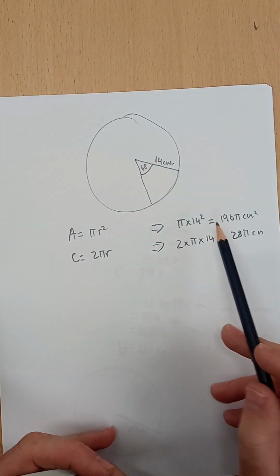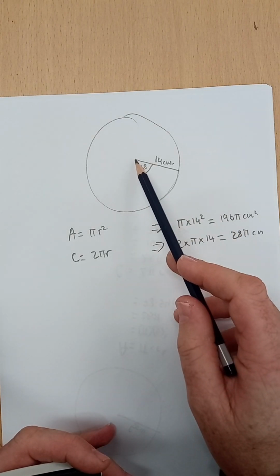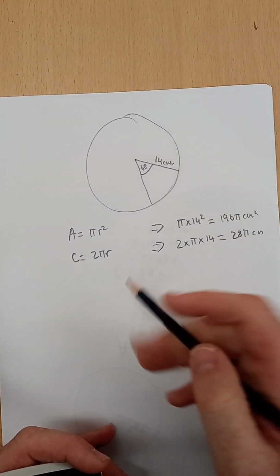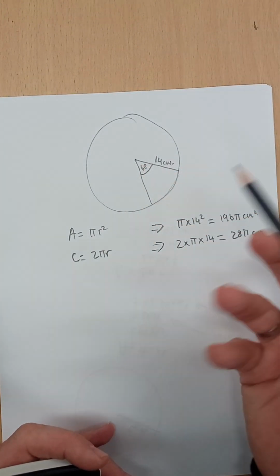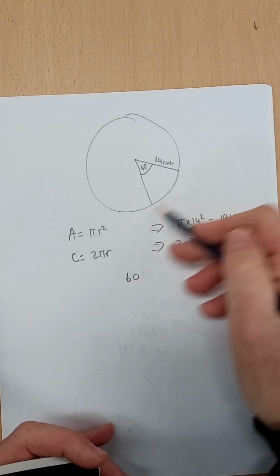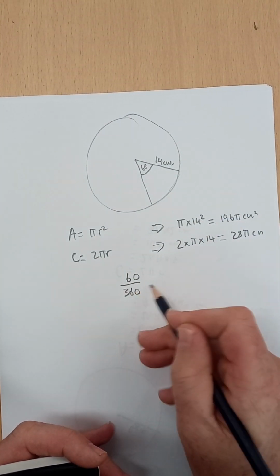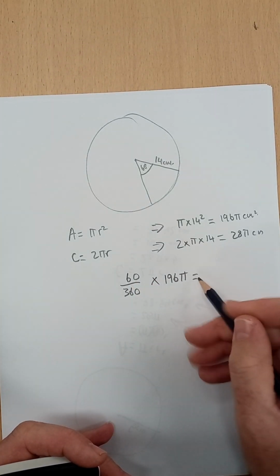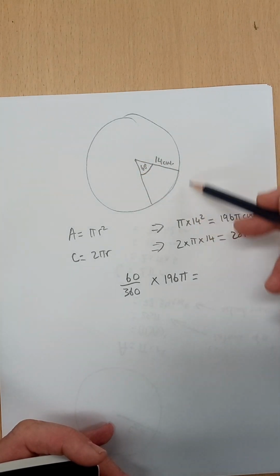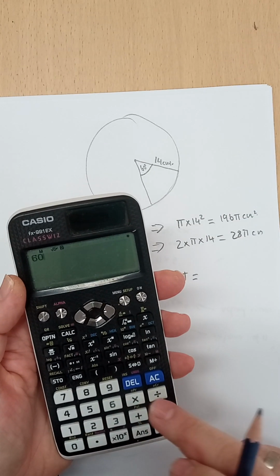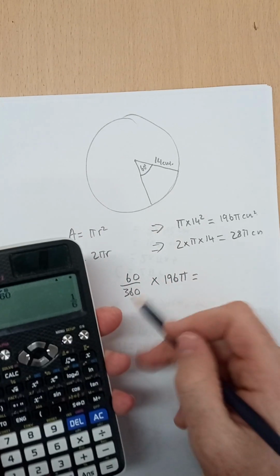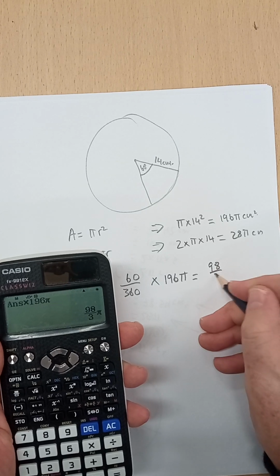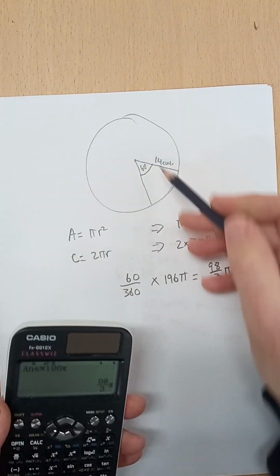Okay, so now let's have a look at this small little sector. If you think about it, if I know the full area, then if I could figure out what fraction that is of the full area, I'd know. So how do I work that out? Well, how do I turn this into a fraction? Well, I know that 60 degrees and the full circle is 360, so it represents this fraction of the full circle. And if I multiply that by the full area, I will get the bit of the area that just belongs in here. So 60 divided by 360, that's 1/6, multiplied by 196 pi, and that is 98/3 pi centimeters squared. That's the area of just that bit.